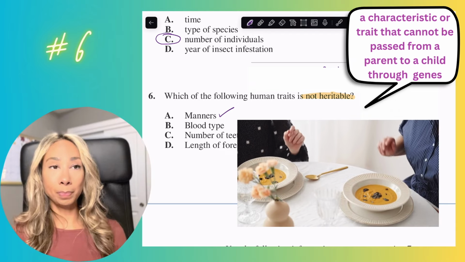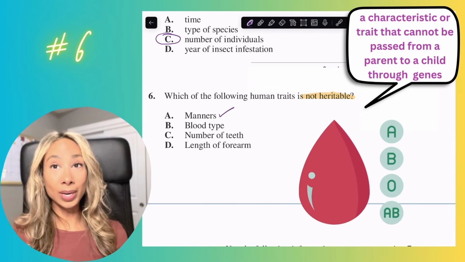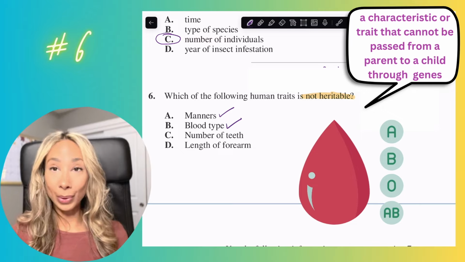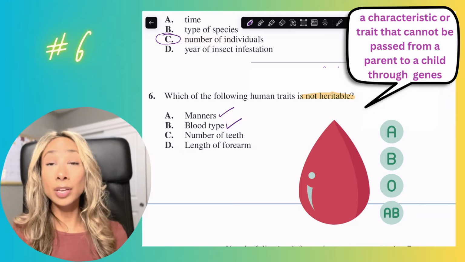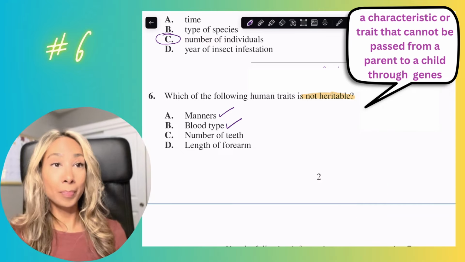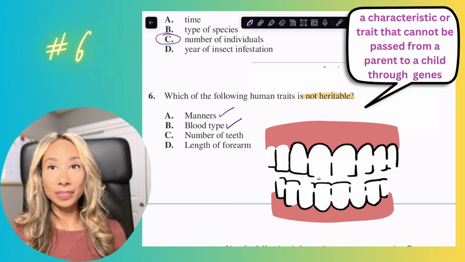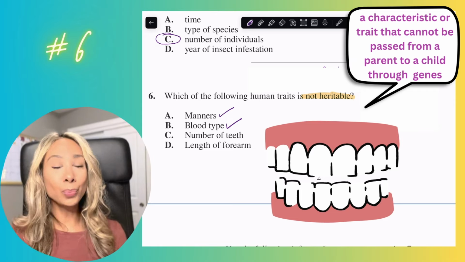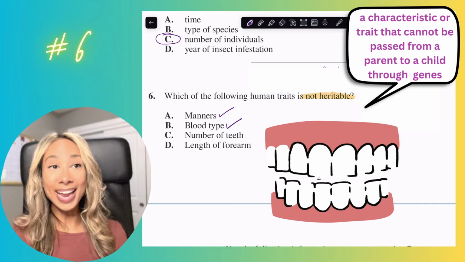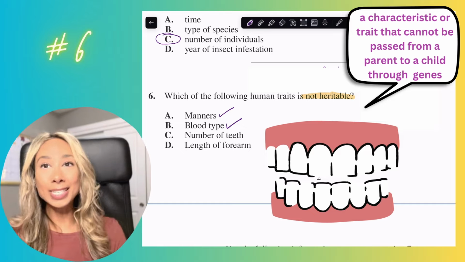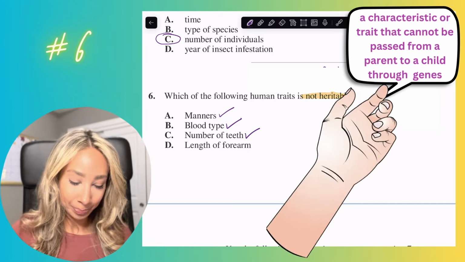So option B says blood type. Well, blood type you're definitely going to get from your parents. There's only a couple options of those, and those are based on what your parents have. And that would be your biological parents, by the way. For C, the number of teeth, well, humans are set with roughly a certain number of teeth that they're supposed to get. That can vary depending on different genetics, but again, that is rooted in genetics.